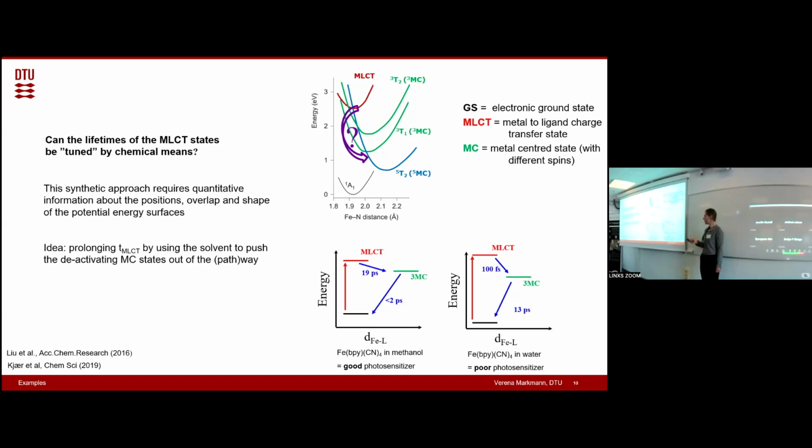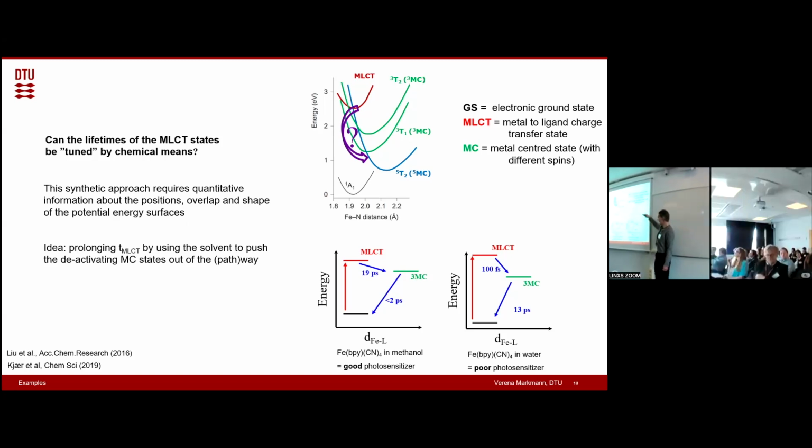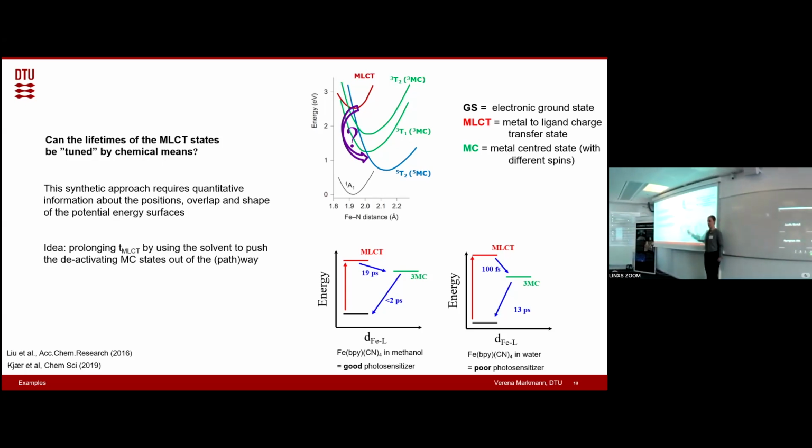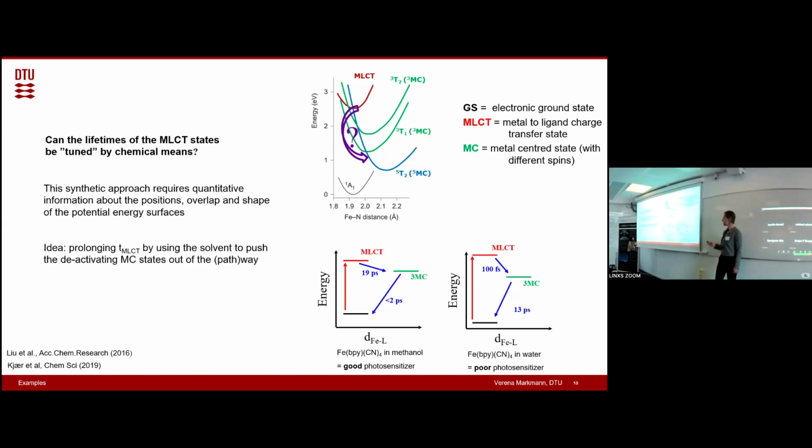For example, if we look at iron cyanide in water, this is a very poor photosensitizer because we have a low-lying metal-centered state. So it's easy for the electron to fall back down into the metal-centered state, and therefore it's only very short-lived. On the other hand, if we have the same molecule in another solvent, in methanol, for example, it's a better photosensitizer because the MC state, or the metal-centered state, is higher lying, therefore harder to access, and the process takes longer, and we have more time to use it efficiently as a photosensitizer.